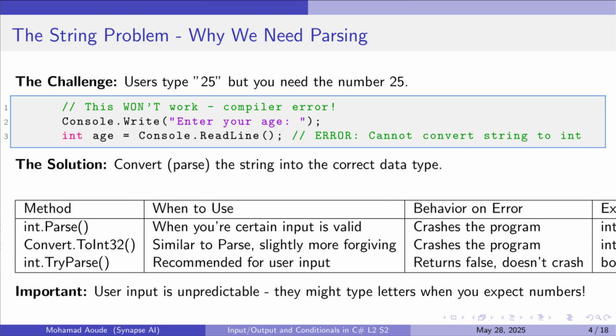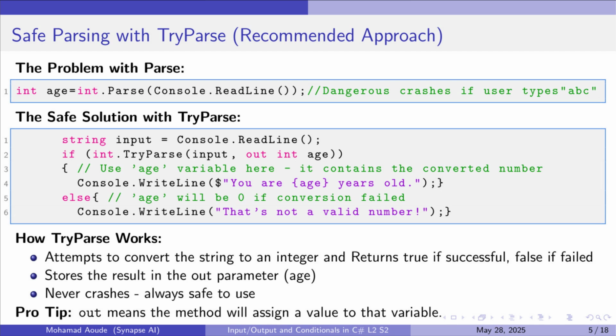To convert text into the correct data type, you use parsing methods: int.Parse, Convert.ToInt32, or the safer int.TryParse. Each behaves differently on invalid input. TryParse is the ideal choice for user input. You pass the input string and an out parameter. It returns true if the conversion succeeds or false if it fails, without throwing an exception. This allows you to detect bad input and prompt the user again, preventing your program from crashing. No exceptions, just a true-false result. You can wrap this in a loop to keep prompting until you get valid input.